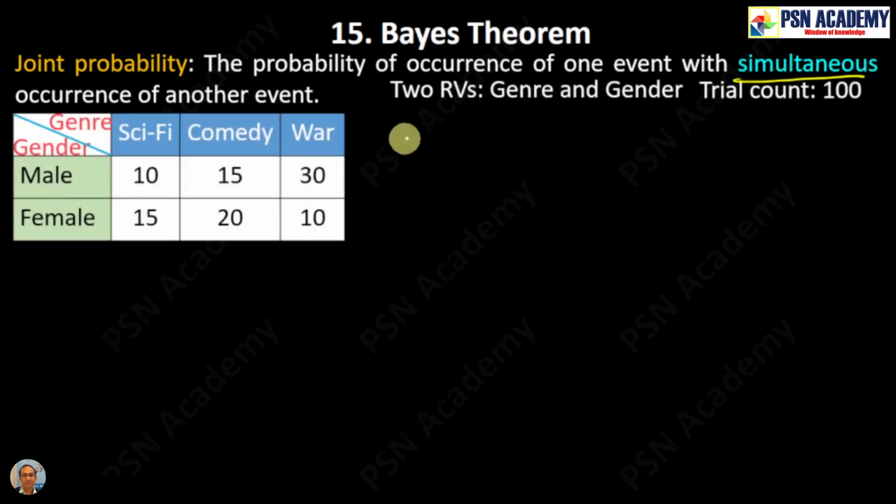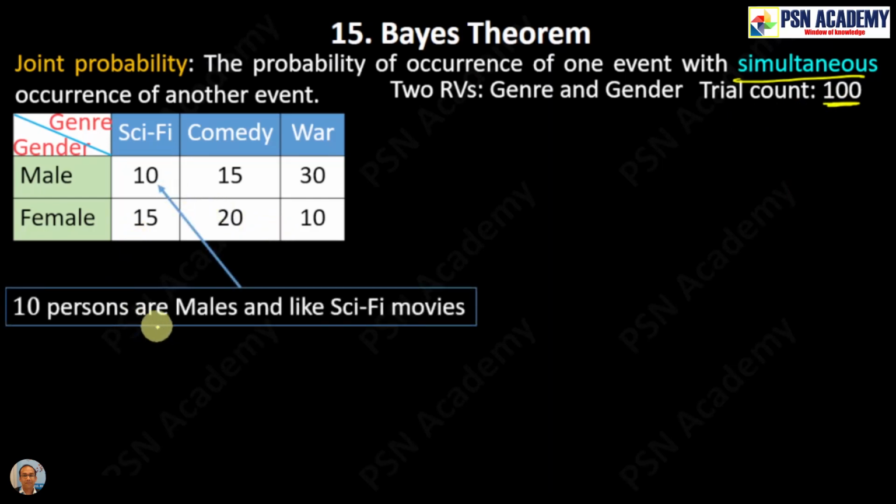For example, we have two random variables, genre and gender. Genre has three values: sci-fi, comedy, and war. Gender has two values: male and female. And the total trial count will be 100. So we talk to 100 viewers. There are 10 persons who are males, as well as they like sci-fi movies. That means these two events are occurring simultaneously, males as well as sci-fi movies.